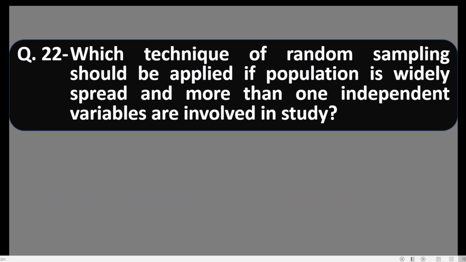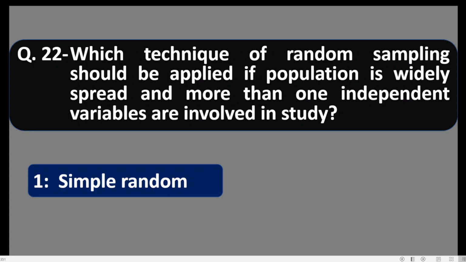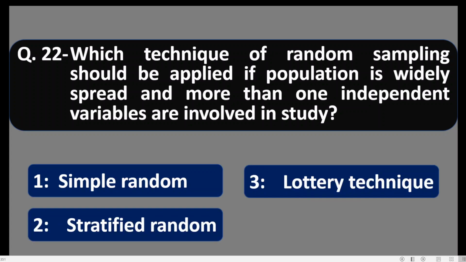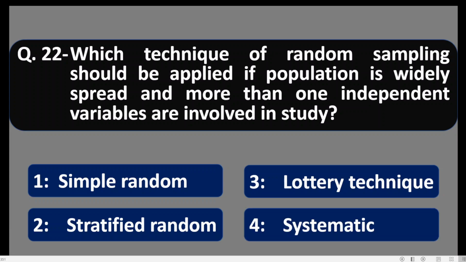Question number 22. Today's second. Which technique of random sampling should be applied if the population is widely spread and more than one independent variable is involved in the study? Number 1 simple random, number 2 stratified random, number 3 lottery technique, number 4 systematic.